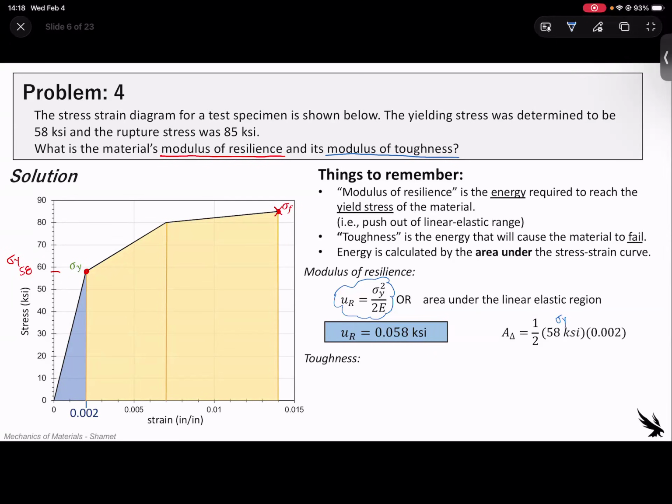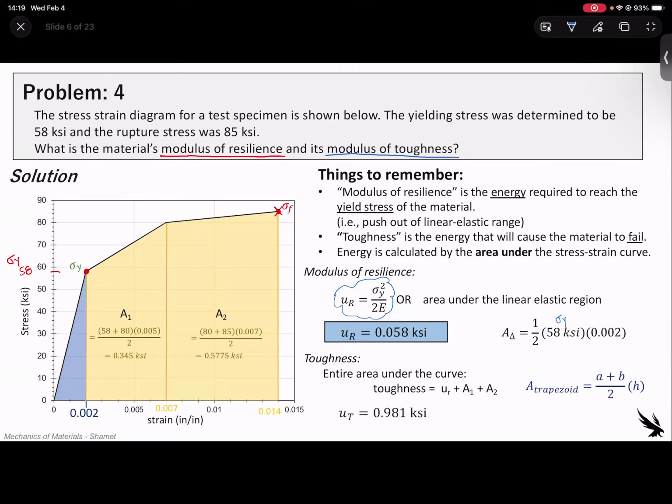Now, in this case, this graph is a little easy, or maybe not easy, but it's not as hard as it could be, where we have these two additional areas, and these are just trapezoids. So you have to remember how to find the area of a trapezoid. The entire area under the curve is the modulus of resilience, plus this area 1, plus this area 2. So we look for the points on the x-axis. The area of the trapezoid is A plus B divided by 2 times H, the height of it. You can follow the math there if you're not familiar, but that's the area of each individual trapezoid. The modulus of toughness should always be greater than the modulus of resilience, and it's 0.981 KSI.